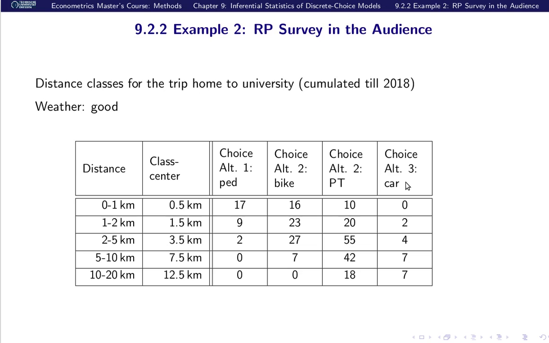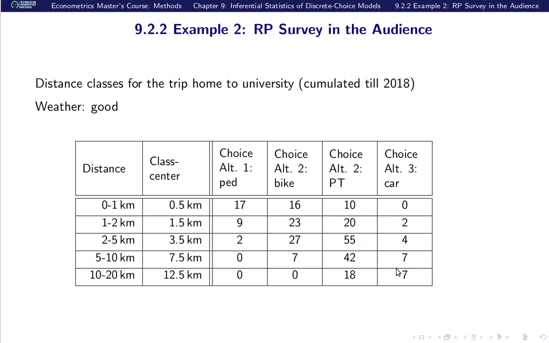We can also do this by another survey I did in the audience, the revealed preference survey. That's actually the realized choices for your means of transport on the way from home, or wherever you originated, to this lecture. First, of course, I surveyed the distance in distance classes, and then I surveyed that for the smaller distances, most people choose pedestrian or bike, and for a bigger distance, of course, the faster means, public transport or car.